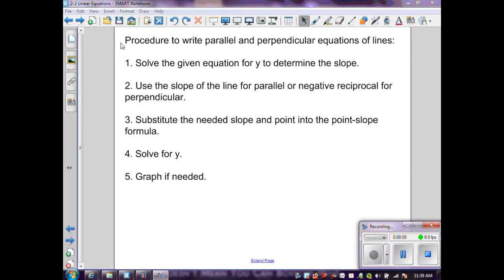Next, what we want to do is to look at the procedure to write parallel and perpendicular equations of lines. Step 1, solve the given equation for y to determine the slope. Step 2, use the slope of the line for parallel or negative reciprocal for perpendicular. 3, substitute the needed slope and point into the point slope formula. 4, solve for y. And 5, graph if needed.